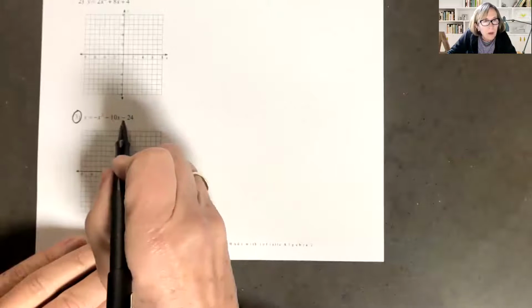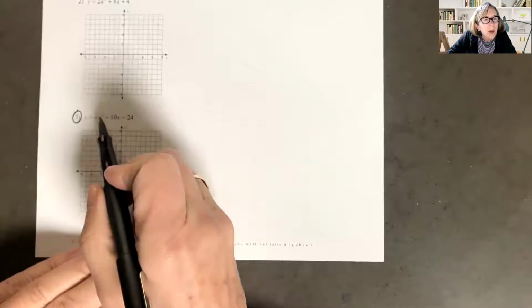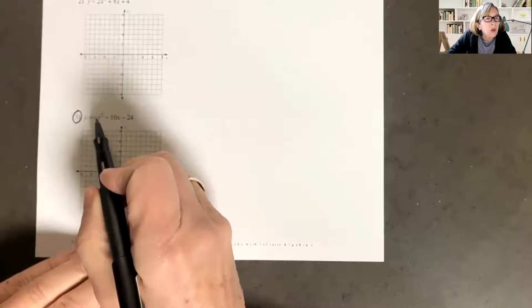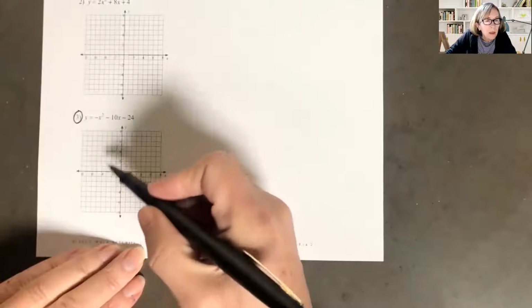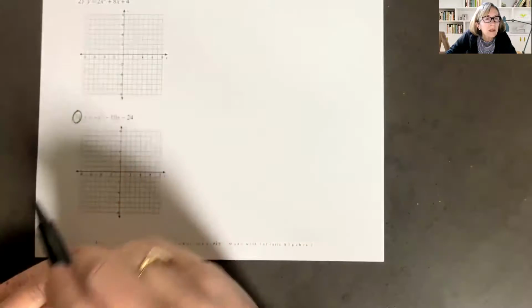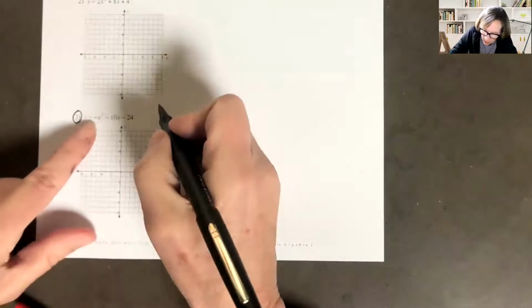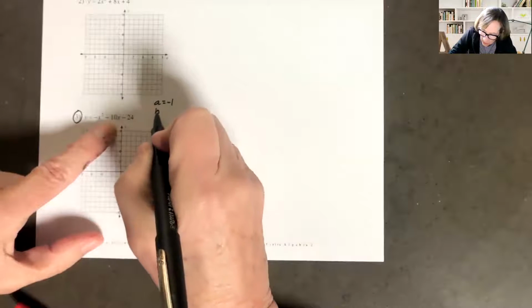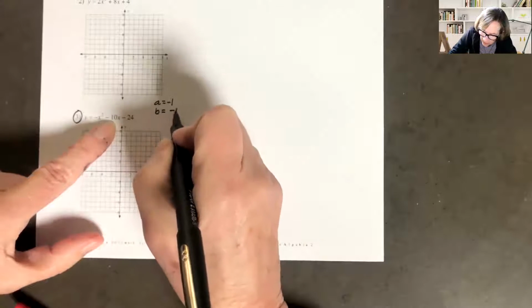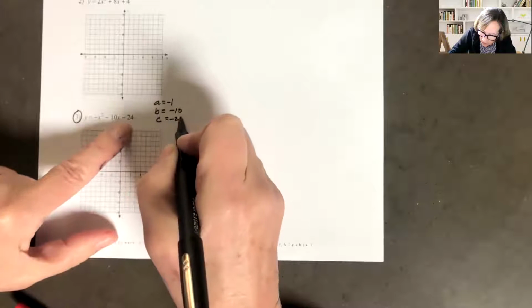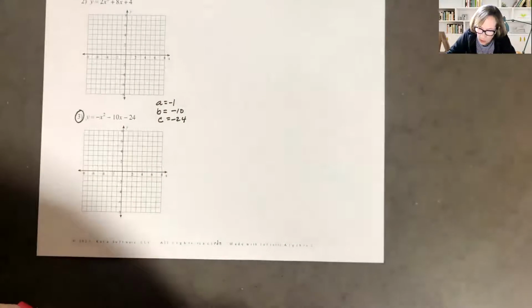This equation, this function, is a parabola because it has an x squared. I can see that this parabola is going to open downward. It's going to go like this and come down because the value of a is negative. It's -1. So first of all, I'm going to identify that a is -1. The b term is -10. And c is -24.